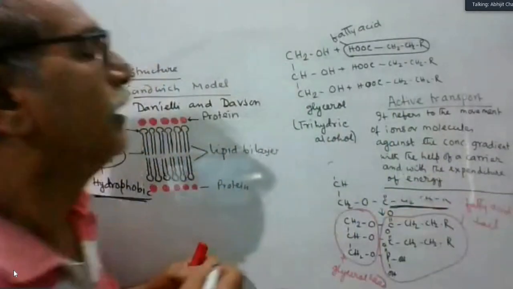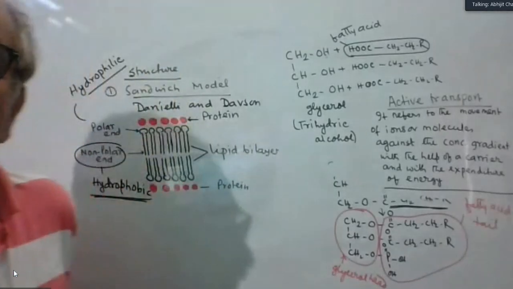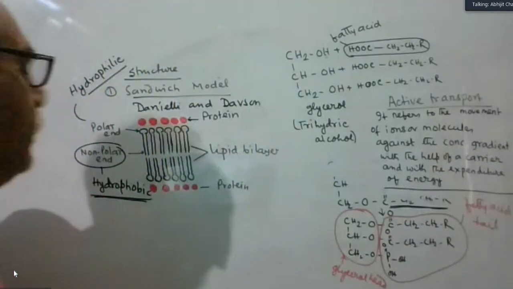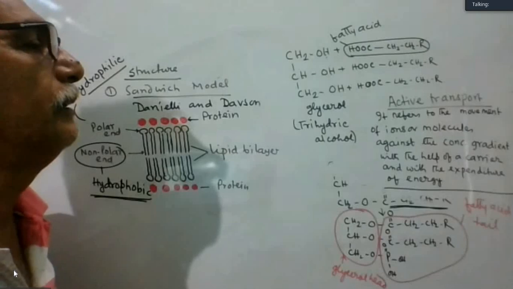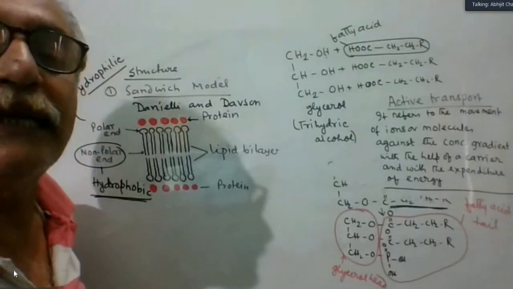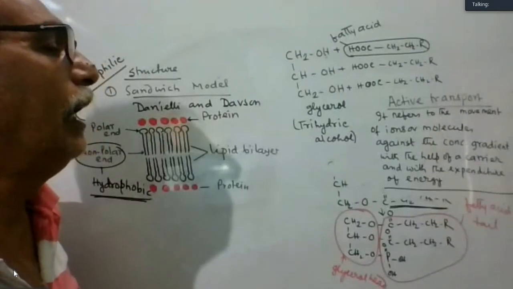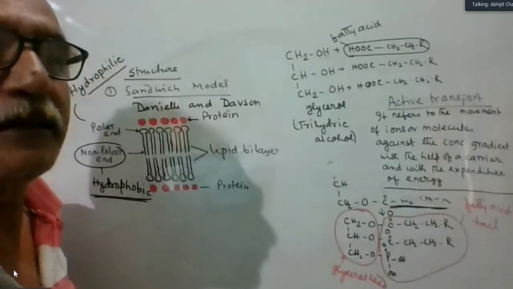Look here. Active transport is the movement of ions or molecules against the concentration gradient with the help of a carrier. Obviously, a carrier is required. Without a carrier, there is no active transport. And it happens with the expenditure of energy.